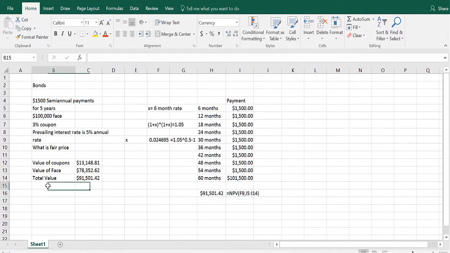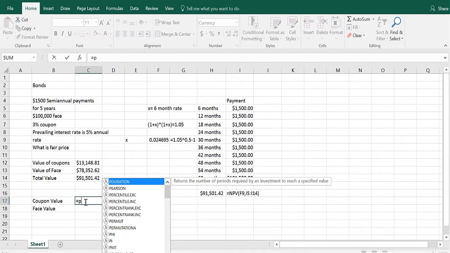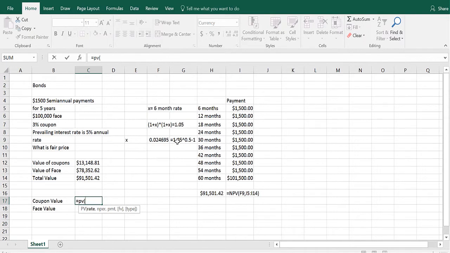Now we could also do this with the PV function, separating out the value of the coupons and the value of the face, which I've done in rows 12 through 14, but we'll do it again here, and then add those together. You could use the PV function because the coupons are an annuity, a 10-period annuity. So we'd have a rate of the effective semi-annual rate, 10 periods, and the payment would be minus 1,500. That makes the PV give a plus value.